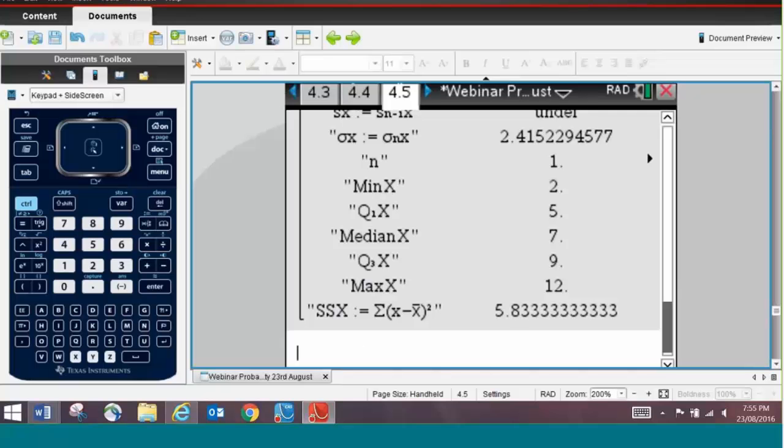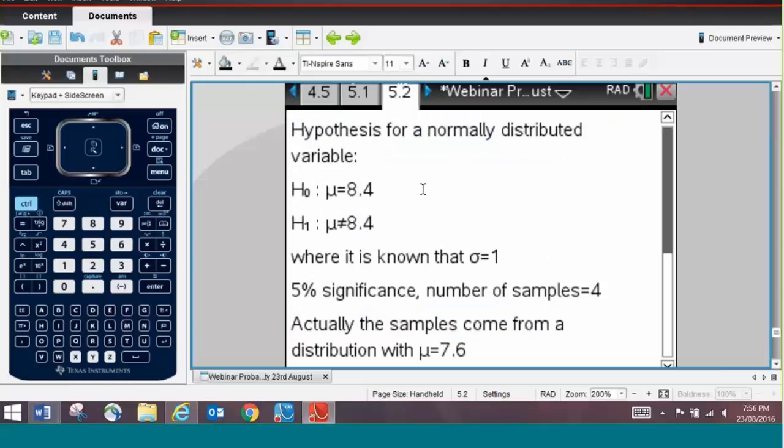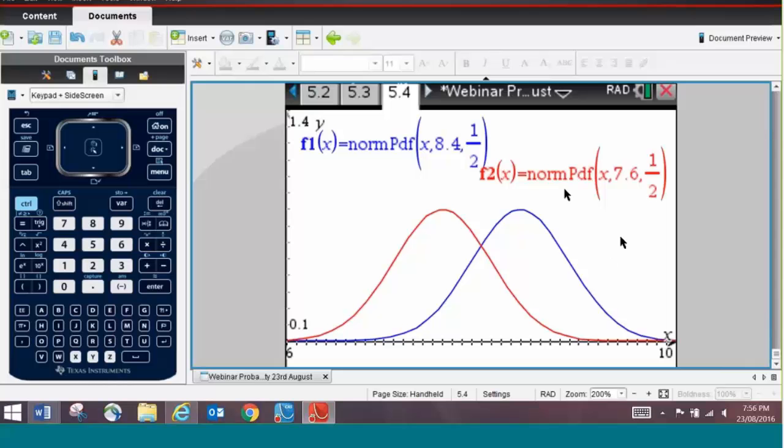Now, we're just about out of time, and I was going to talk to you about type 2 errors, but if you have a look at my completed document, you will be able to see some of that. The type 2 errors is the more difficult error calculation that the students have in doing those ones, so the probability of accepting H0 given H0 is false. So I have set up a little example there which you'll be able to have a look through, and I've put the graphs both there.